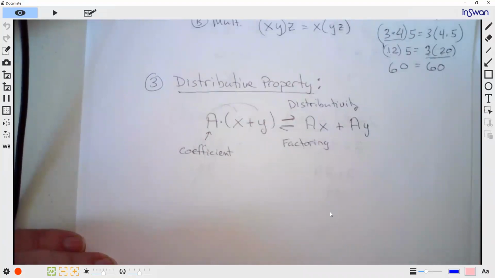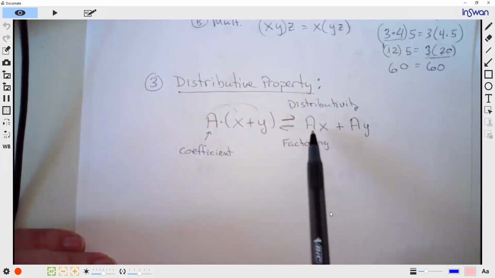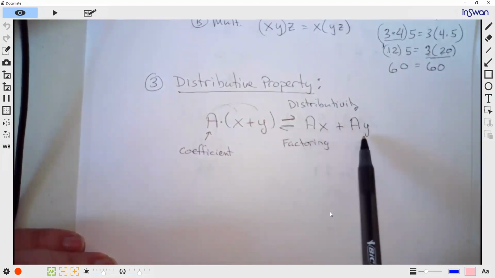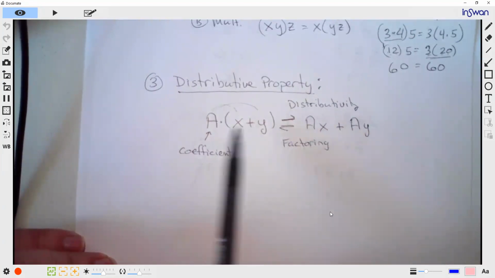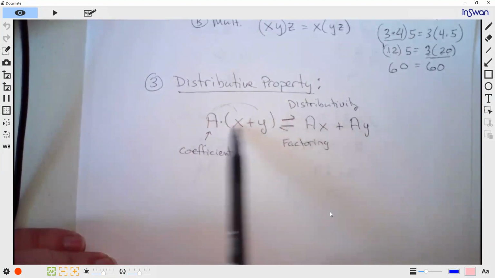So depending which way you choose to solve it, and which way it's given to you. If I give it to you this way, what do they both have in common? They both have an a. Since they both have an a in common, I pull it out. Whatever I have left goes inside the parentheses.